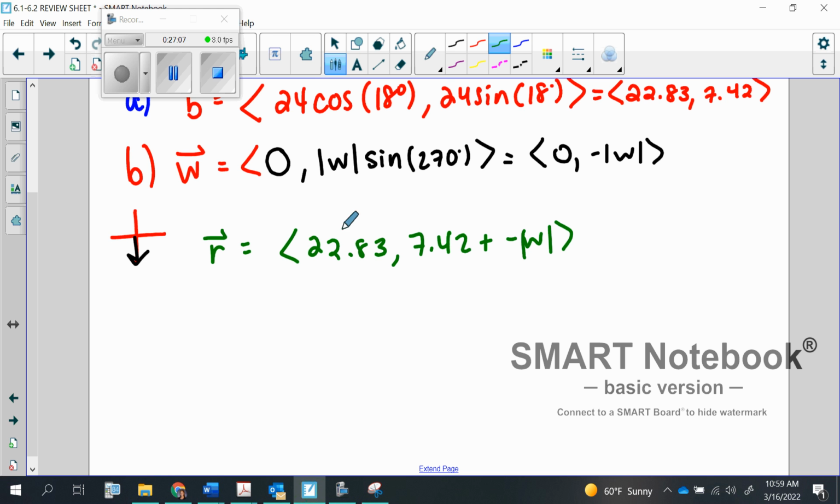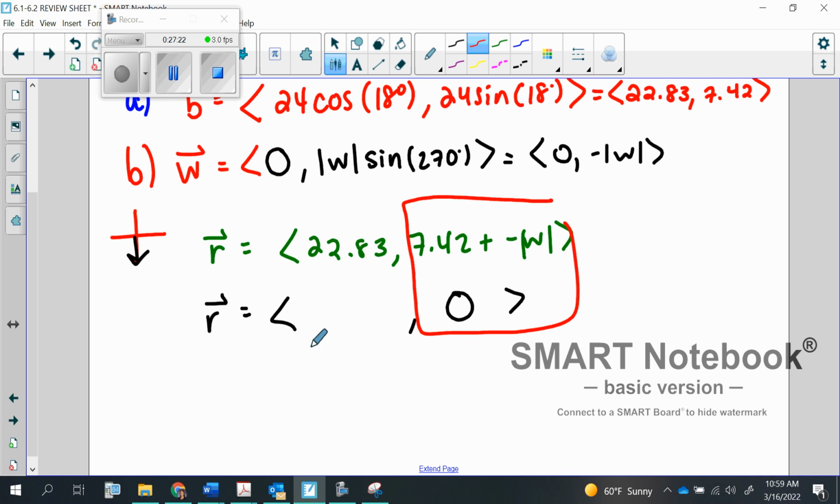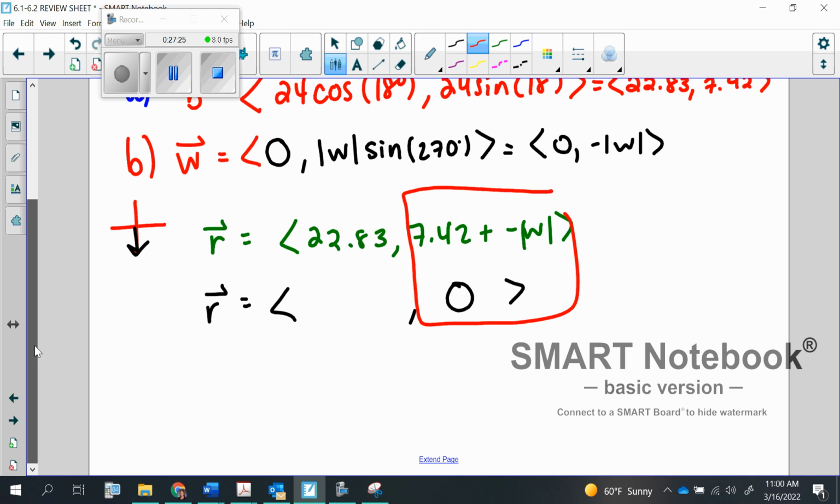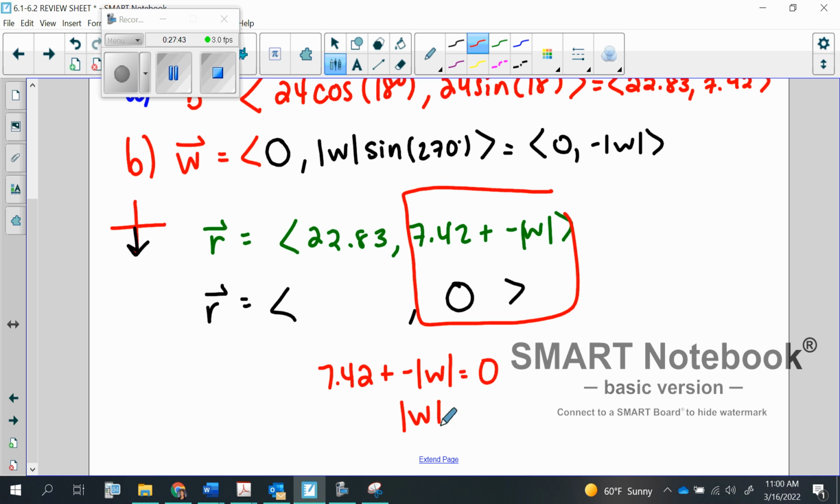They tell us that the true direction of the boat is directly east. So if the resultant is directly east, the y component has to be 0. So what we created for ourselves is an equation. We don't know how far it's going east, so we can't say anything about the x component. But we know the resultant vector is going due east, so it has a y component of 0. So we have an equation we can solve here. I'm going to subtract that over and divide. What we'll end up getting is that the speed of the water is 7.42 miles per hour.